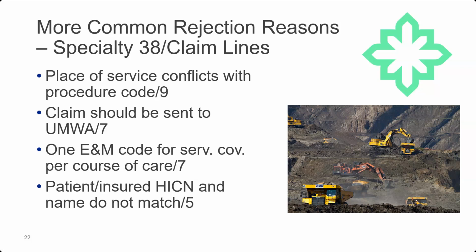Patient insured HICN, health insurance claim number, now the Medicare beneficiary identifier, and name do not match. What this means is that the Medicare beneficiary identifier for a particular beneficiary is going to be on that Medicare card along with their name. You need to make certain that the health insurance claim number and the name match exactly. For example, if the Medicare card has the patient's middle initial on it, your claim needs to have that middle initial on it. So that's what we're talking about here.